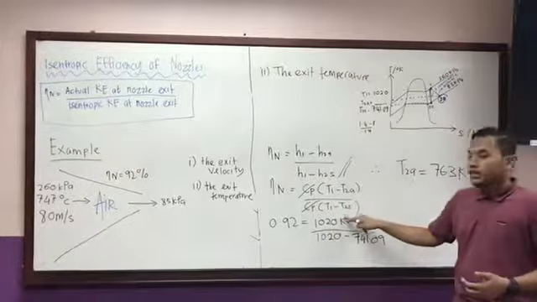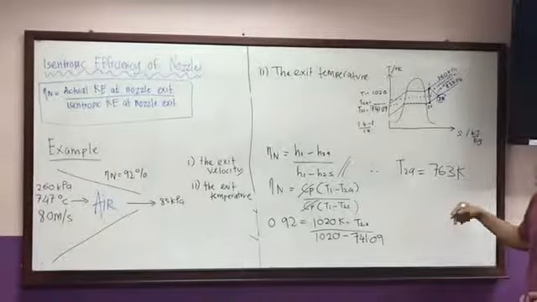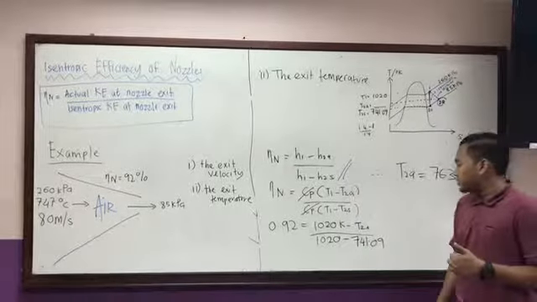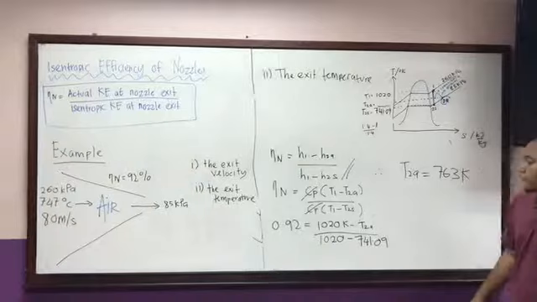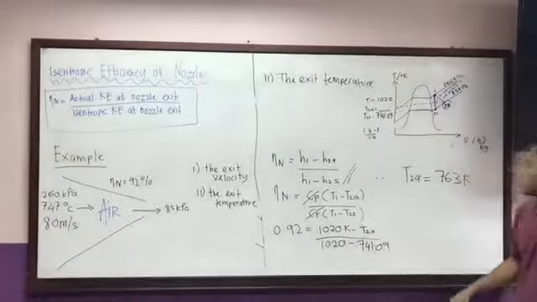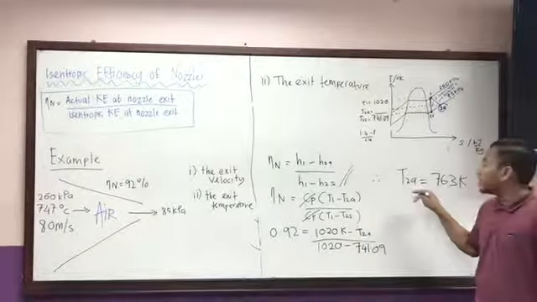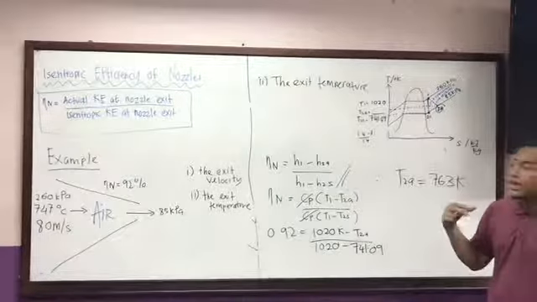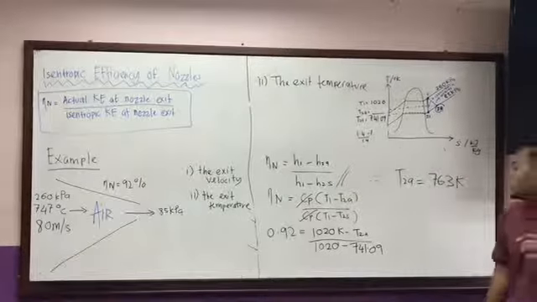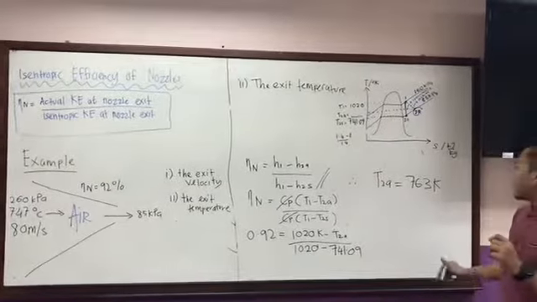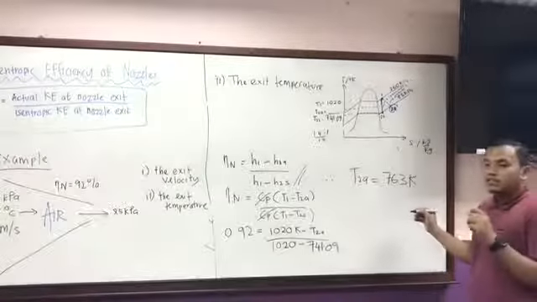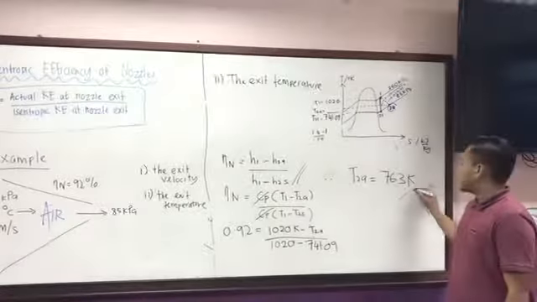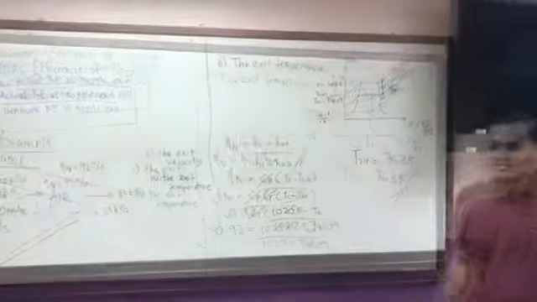The denominator is T2S, the temperature at the isentropic process, which is 741.09 Kelvin. So from this equation, we can find T2A, the exit temperature of the nozzle, and T2A is equal to 763 Kelvin.